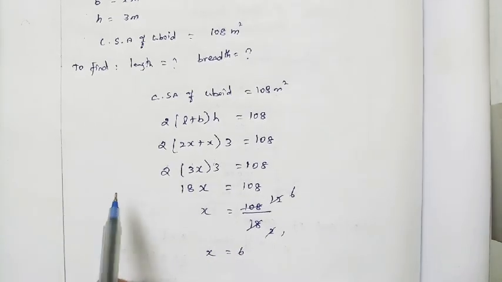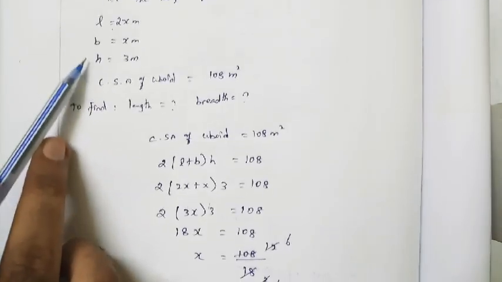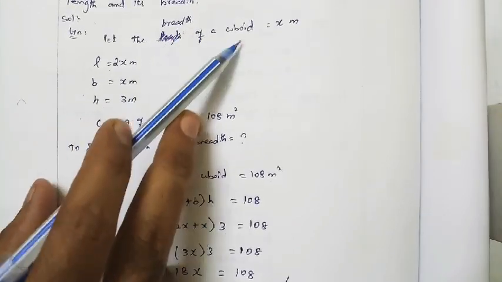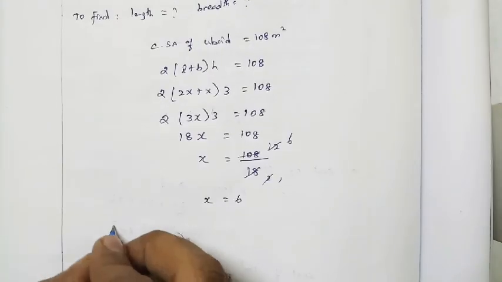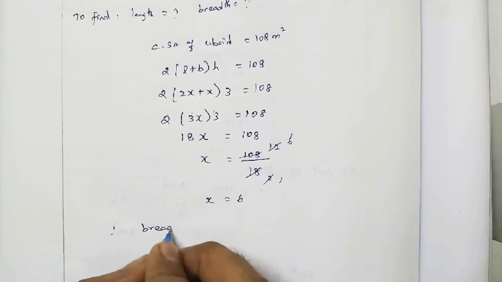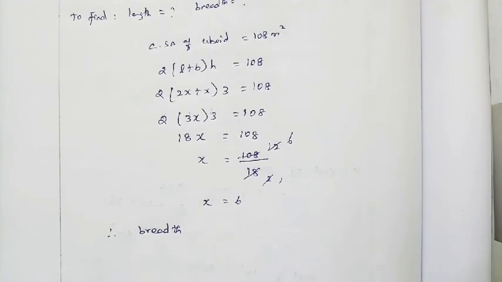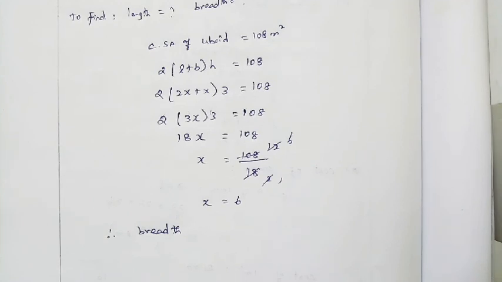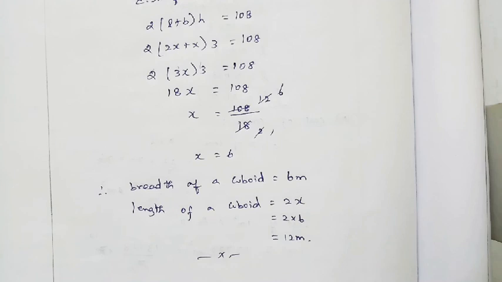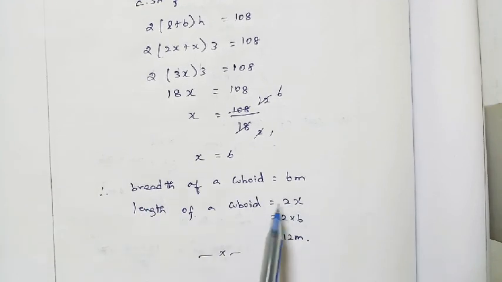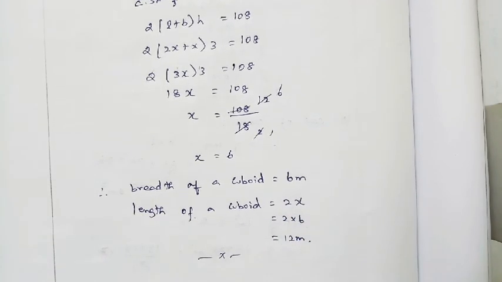Already we have assumed this. What is x? X is nothing but the breadth of a cuboid. So the breadth of a cuboid is equal to 6 meter, and the length of the cuboid is double the breadth, that is 2 into 6, which is equal to 12 meter. Length of a cuboid is 2x, 2 into 6, 12 meter.